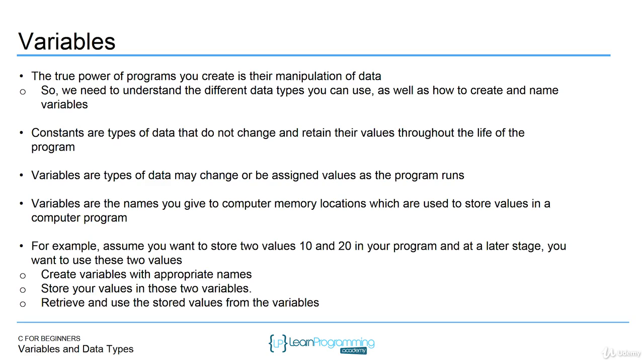So for example, assume you want to store two values, 10 and 20, in your program. And at a later stage, you want to use these two values. What you would do with this data is you would first create two variables with meaningful names. Probably something like, depending on what the 10 and the 20 represented, but it might represent ages. So you would say age1 equals 10, age2 equals 20. You always want to use meaningful names.